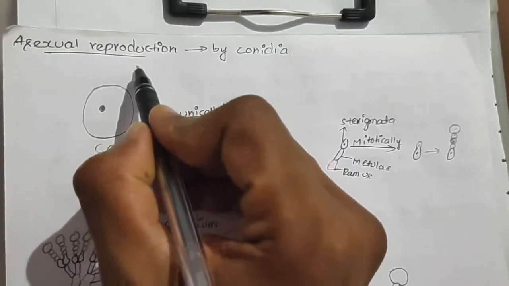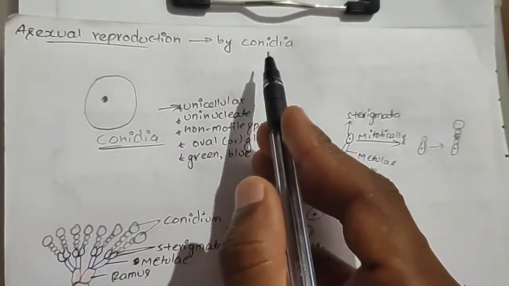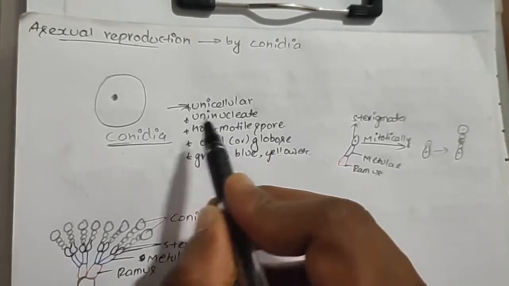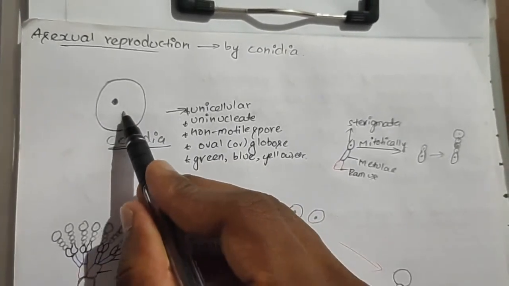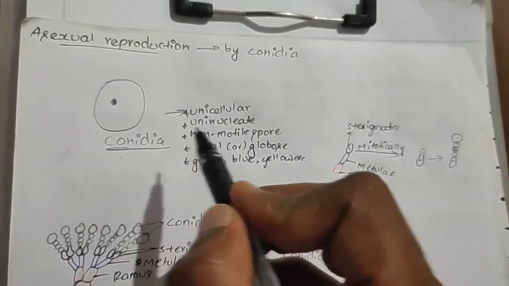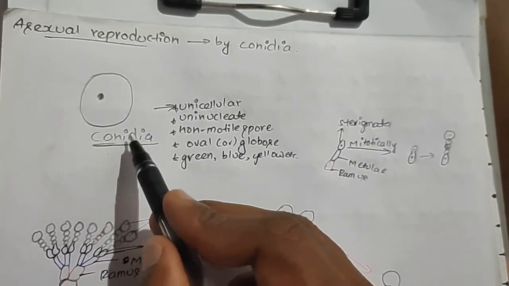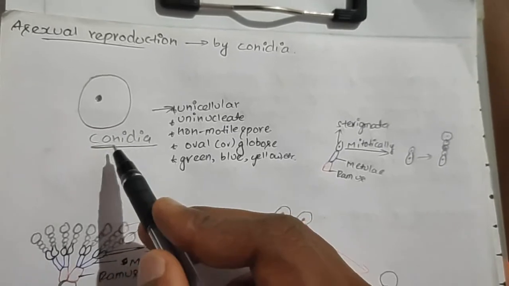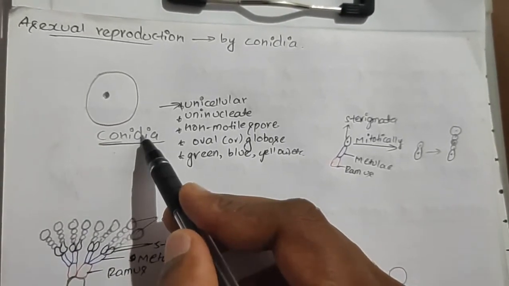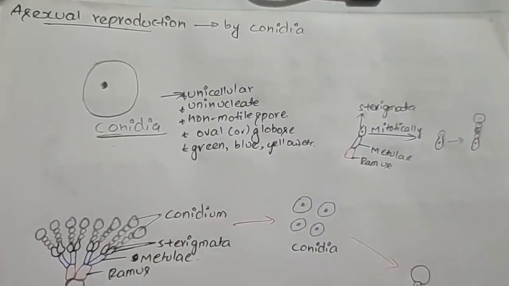Asexual reproduction of Penicillium takes place by conidia. The conidia are unicellular and uninucleated, meaning a single nucleus is present, and they are non-motile spores. Non-motile means the flagella are absent. The conidia are oval or globose in structure, and the color varies. It may be green, blue, yellow. Due to this color, these are also known as green molds or blue molds.